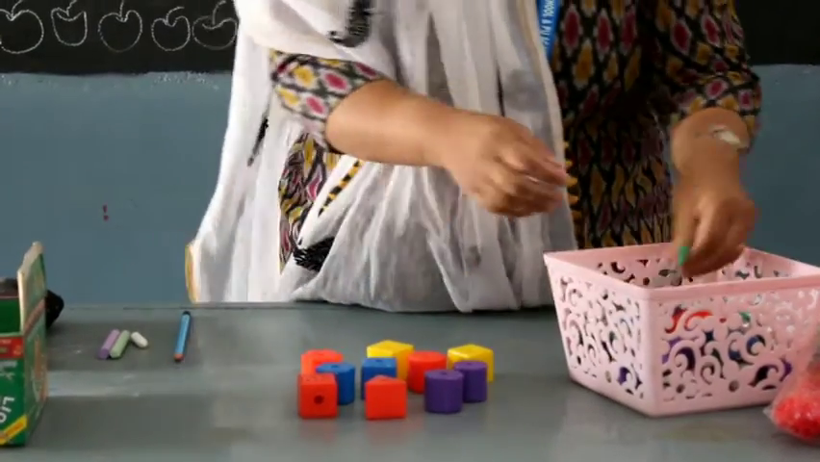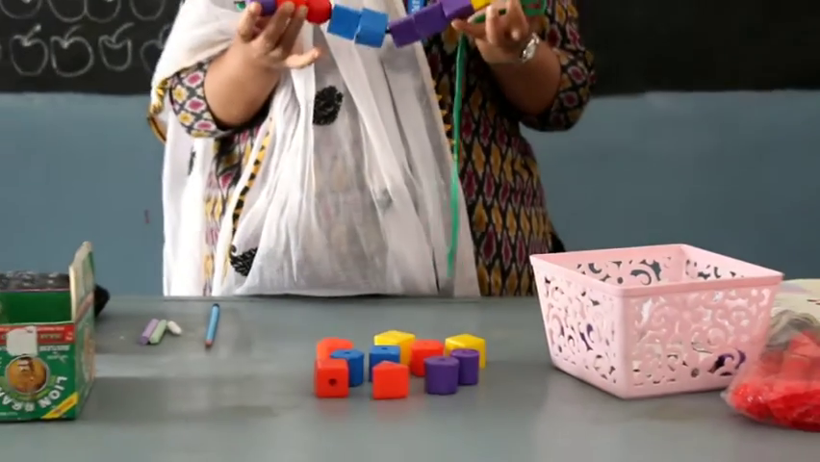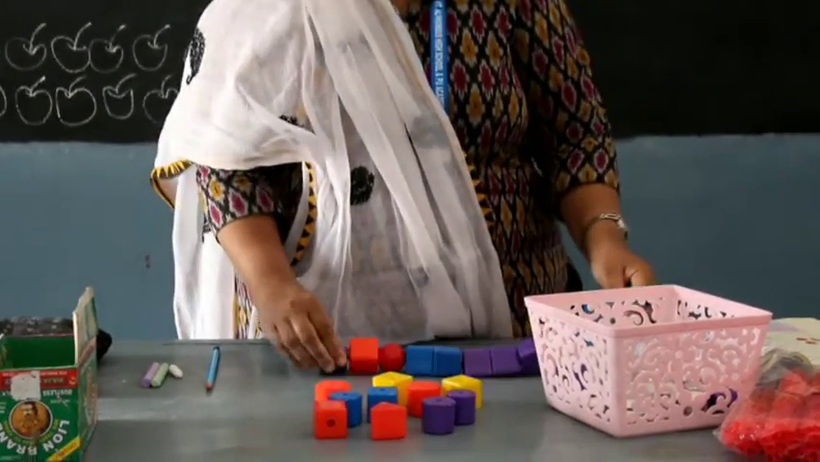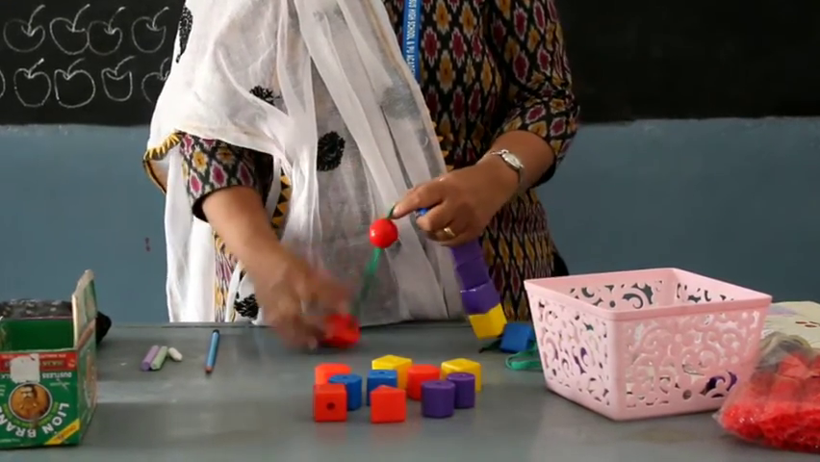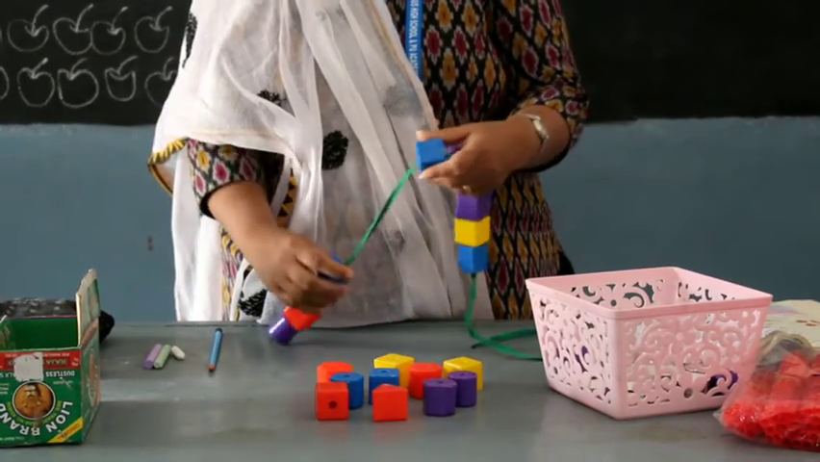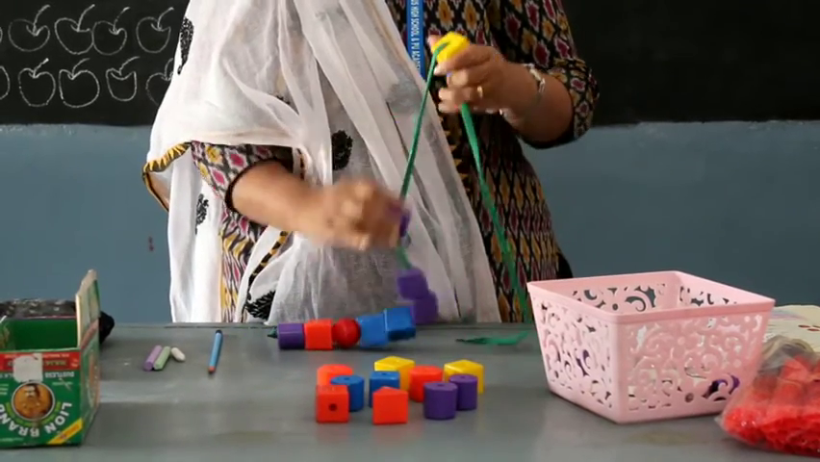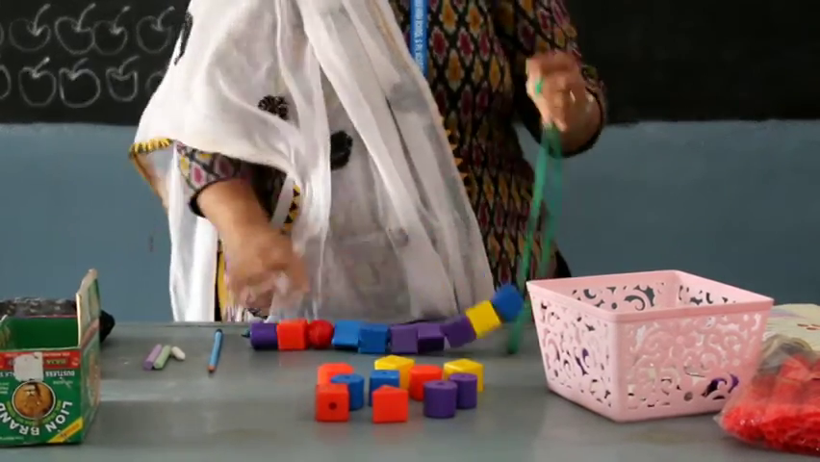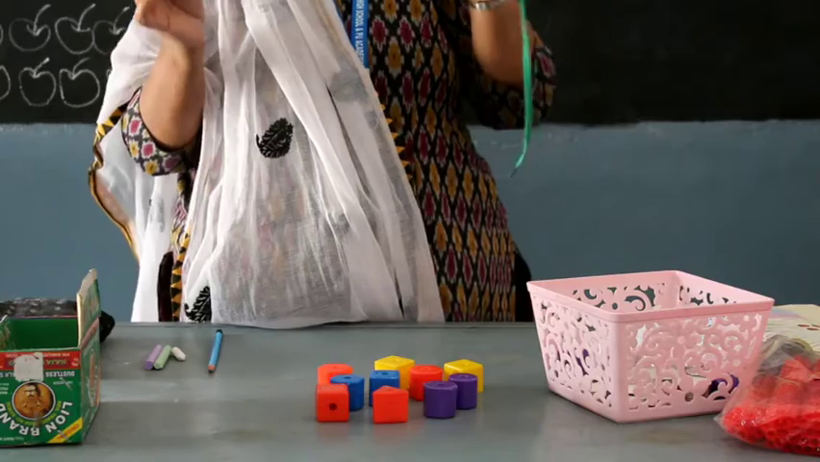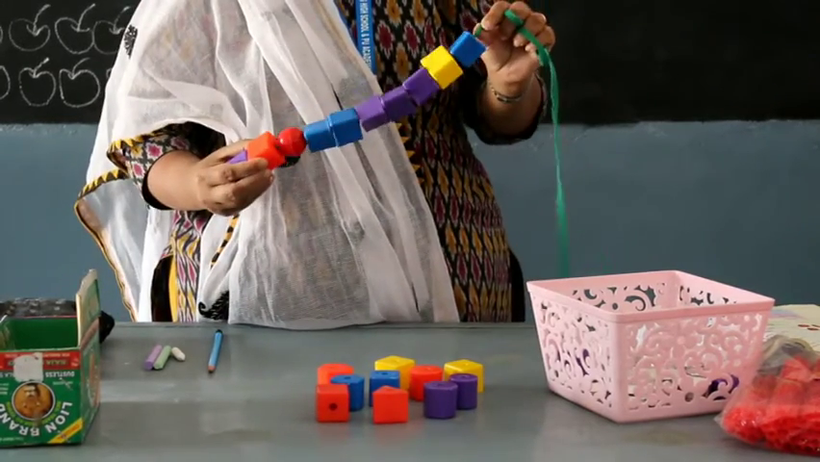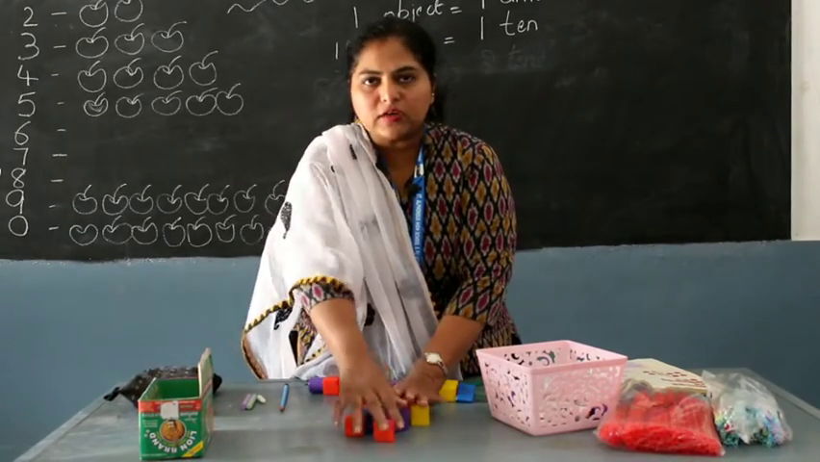Now what happens when I put these 10 beads in a lace? It becomes a group of 10 beads, which is equal to 1 ten, because I'll count how many beads I have in this lace. 1, 2, 3, 4, 5, 6, 7, 8, 9 and 10. So how many beads do I have on this lace? I have 10 beads. So this is 1 ten. 1 of 10, right? So I have 10 beads, it's 1 ten.